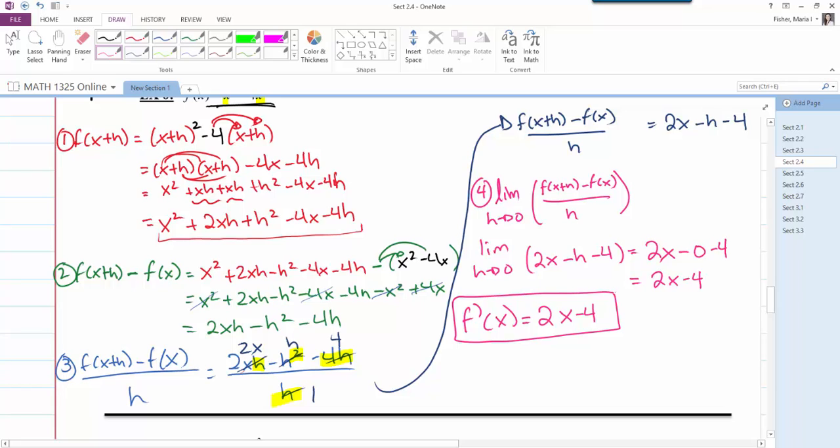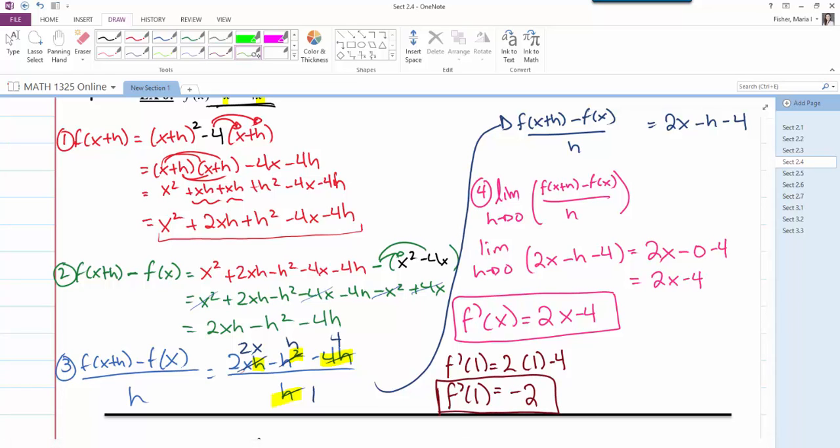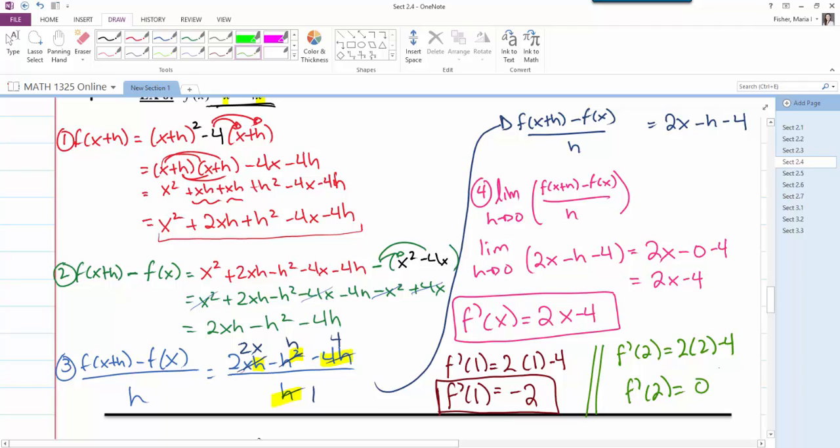Well, now we need to define f prime of 1 and f prime of 2. So f prime of 1 is going to be 2 times 1 minus 4, or negative 2. What does that mean? That means that the slope of the tangent line at 1 is negative 2. And then I also need to define f prime of 2. So plug in a 2 in place of your x. So we have 2 times 2 minus 4. So f prime of 2 here is equal to 0. What does that mean? The slope of the tangent line for that particular example is equal to 0.